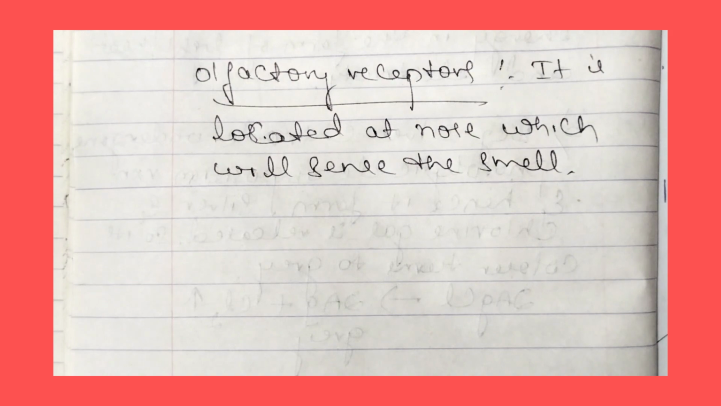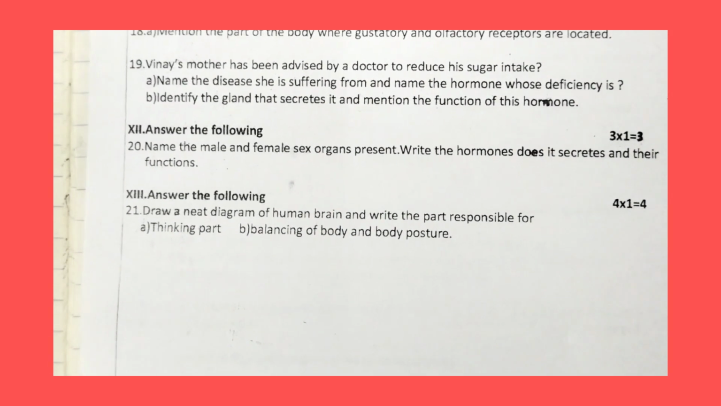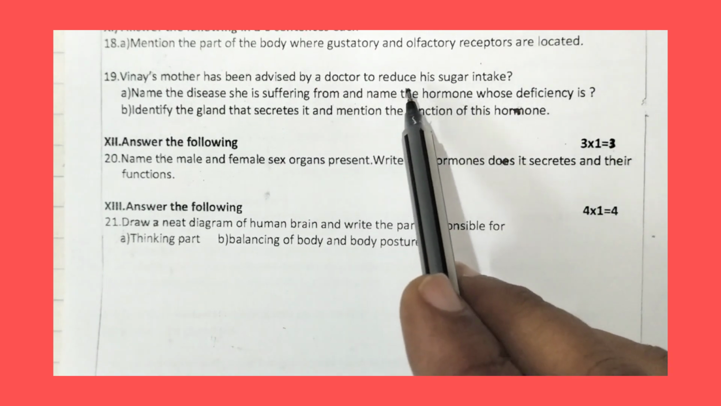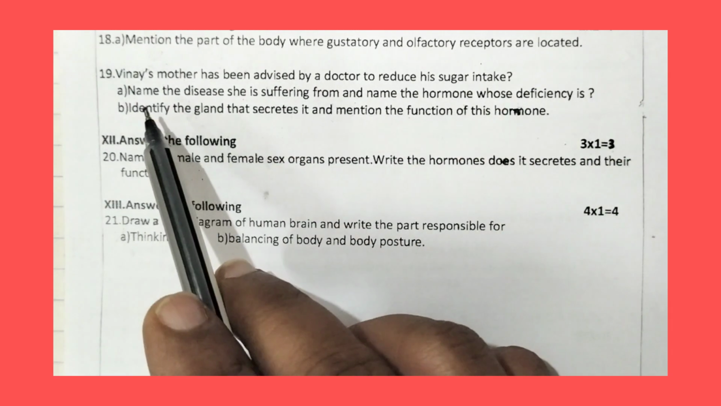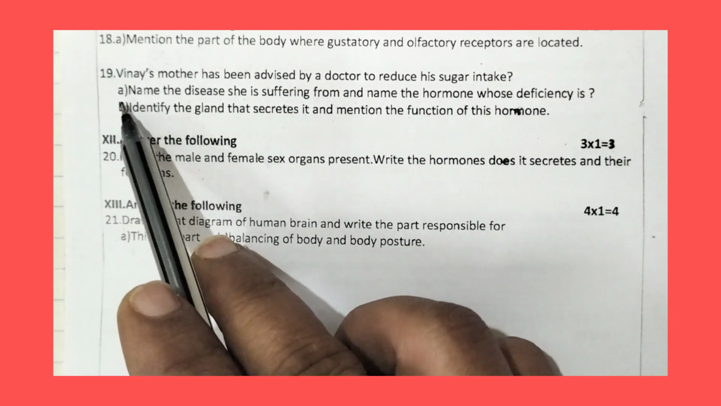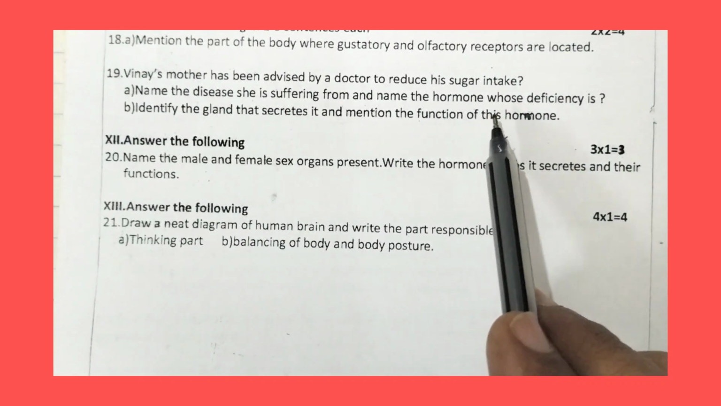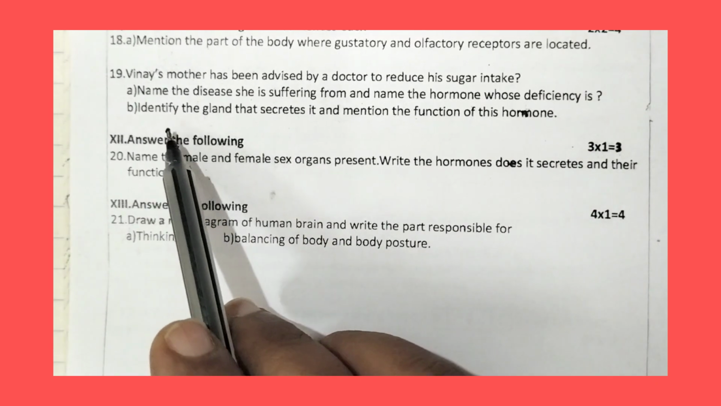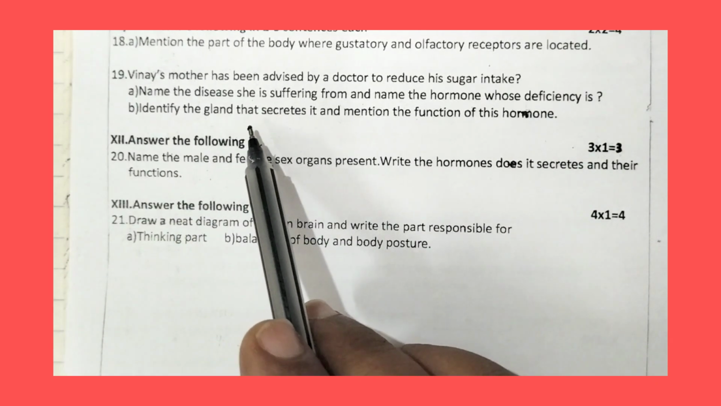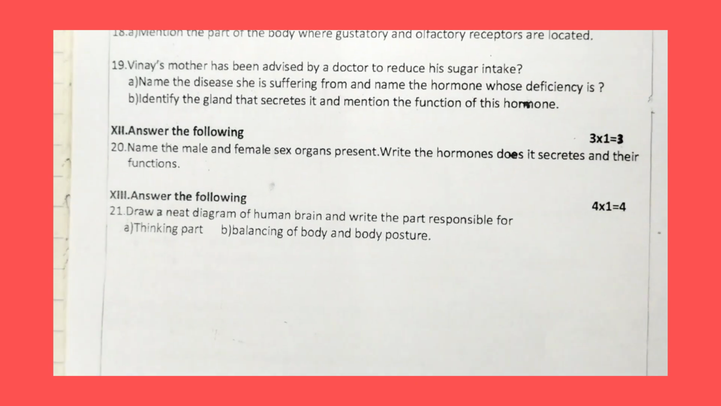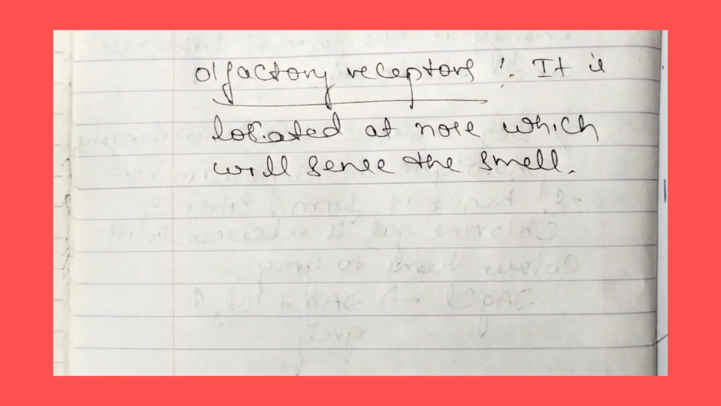Now let us move to the 19th question. Vinay's mother has been advised by a doctor to reduce her sugar intake. In that one, two questions are there. Name the disease she is suffering from and name the hormone whose deficiency causes it. Second, identify the gland that secretes it and mention the function of this hormone. So let us answer this question.